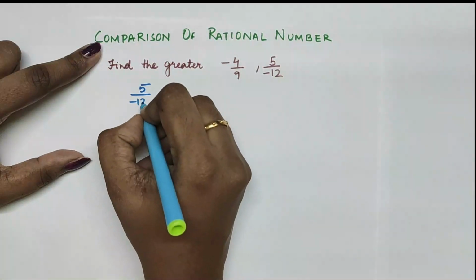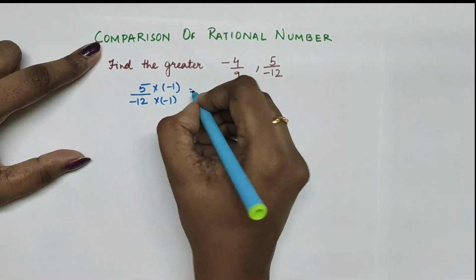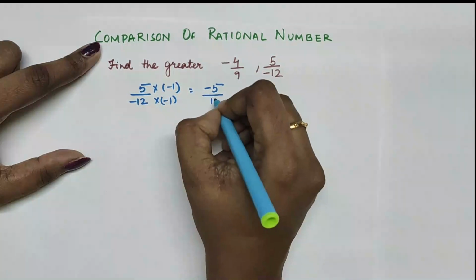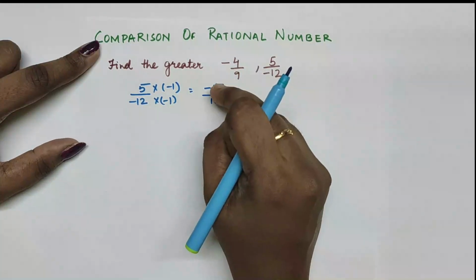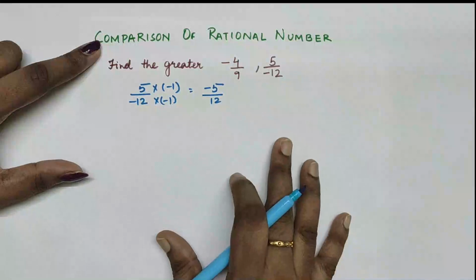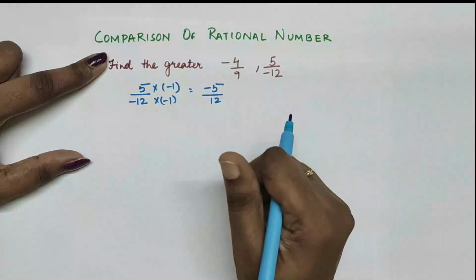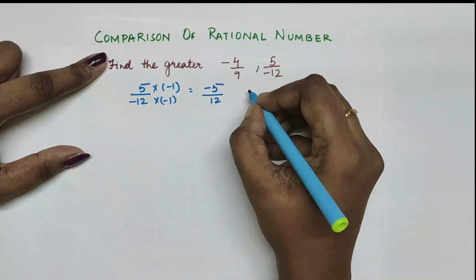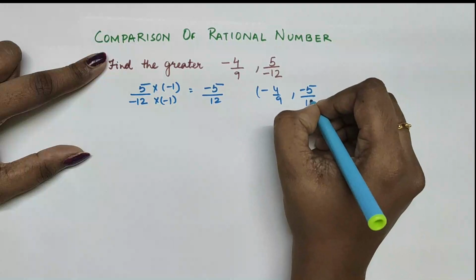It's 5 by minus 12. I multiply minus 1 to the numerator and the denominator. So it converts into minus 5 by 12. Now 5 by minus 12 and minus 5 by 12 become the same. So let us compare minus 4 by 9 and minus 5 by 12.